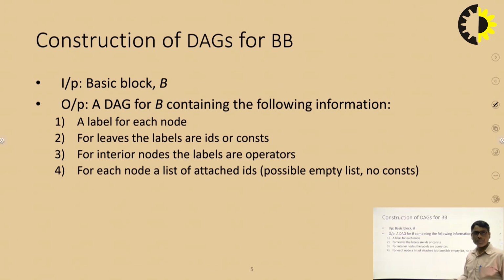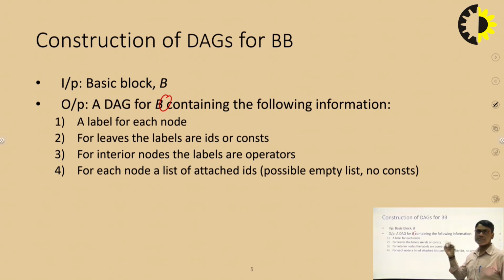So DAG, loop optimization, data flow analysis, everywhere, if we want to perform code optimization, naturally firstly we have to convert the program fragment into basic blocks, and then we separately look at each basic block for optimization. So the input is a basic block, and the output is a DAG for block B. Block B contains the following information. Whatever information the DAG has, these are the basic items: a label for each node.